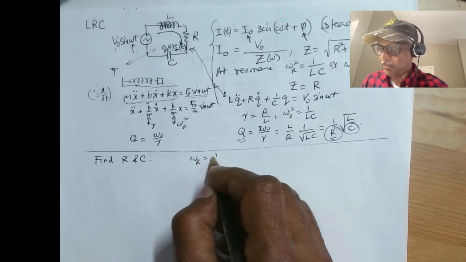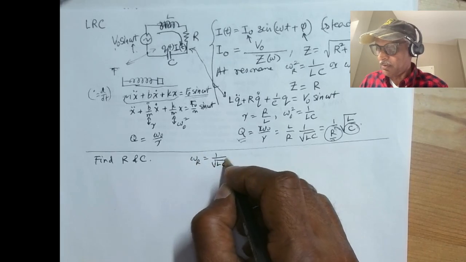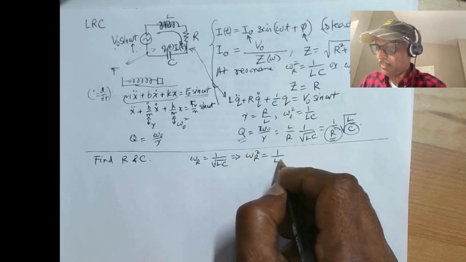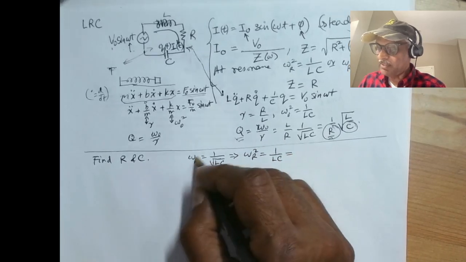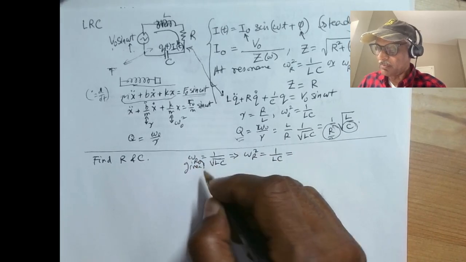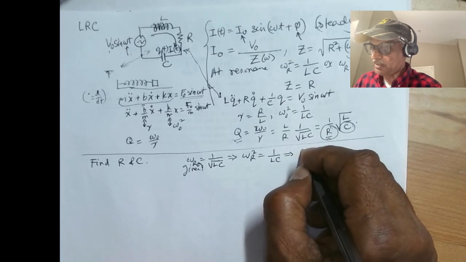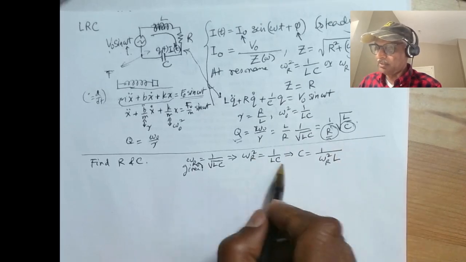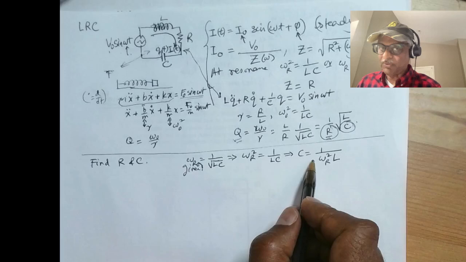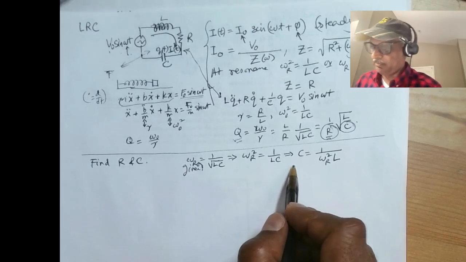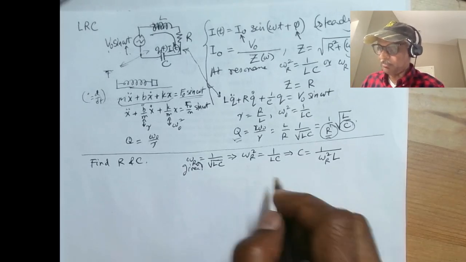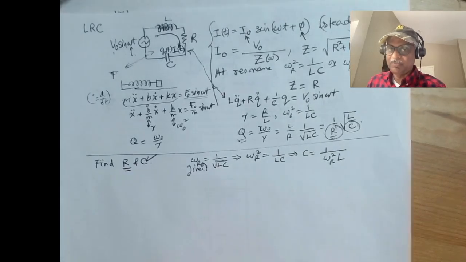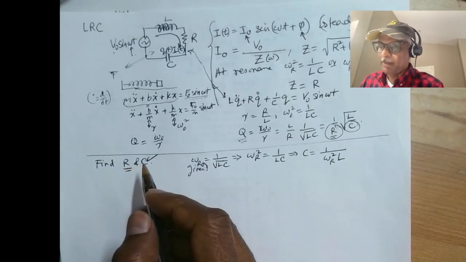Omega R equals 1 over square root of LC. So omega R square equals 1 over LC, and omega R is given. That means C equals 1 over omega R square L, just from this. So I can find C very easily. I'm not going to work it out, I just know I can find it. So I found this. Now I need to find R. How do I find R?